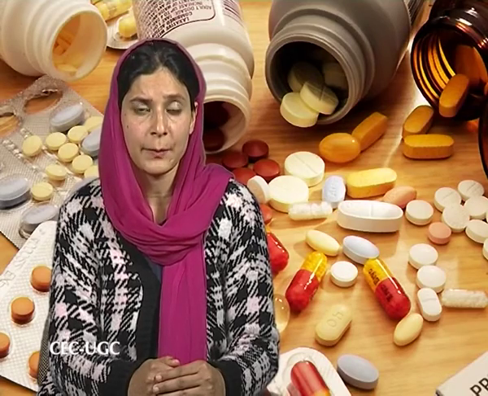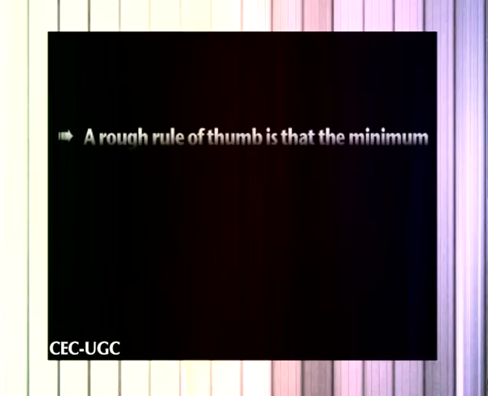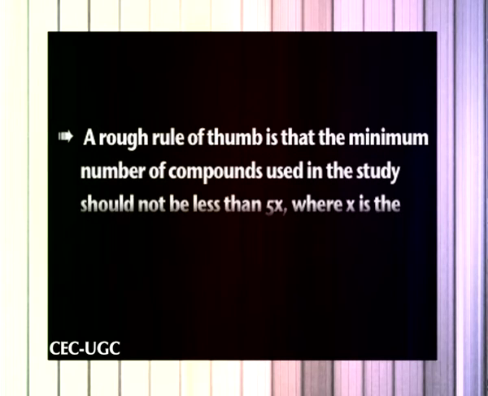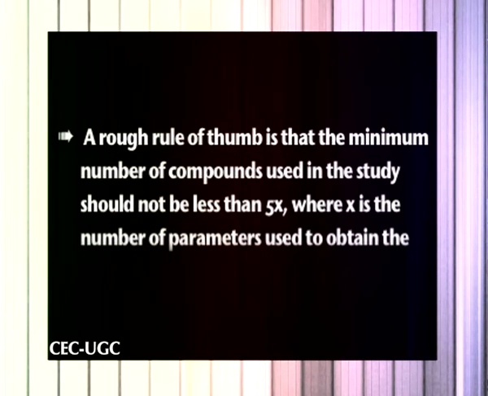The accuracy of Hansch equations and hence the success of QSAR investigations depends on using enough analogues and the accuracy of the data and the choice of parameters. The greater the number of analogues used in a study, the greater the probability of deriving an accurate Hansch equation. A rough rule of thumb is that the minimum number of compounds used in the study should not be less than 5x, where x is the number of parameters used to obtain the relationship.